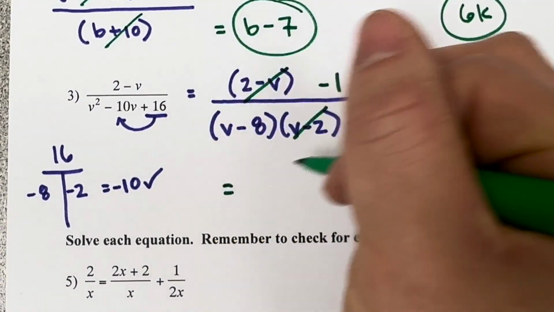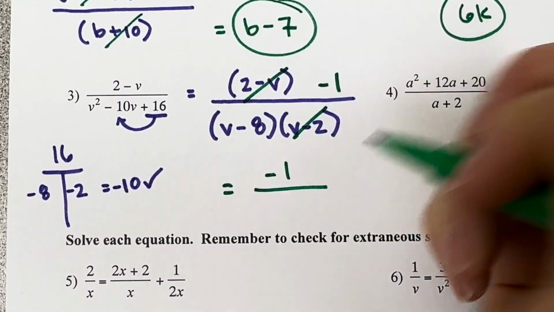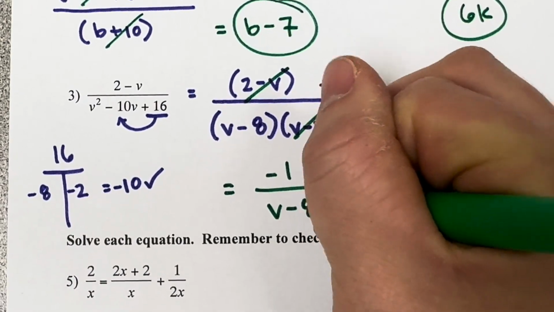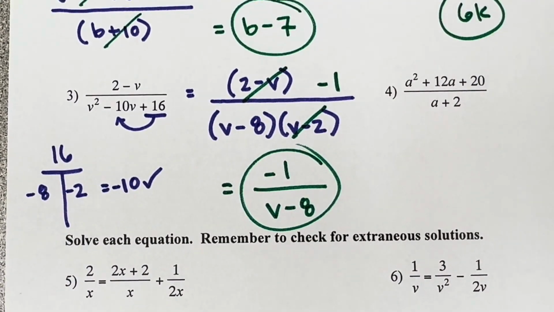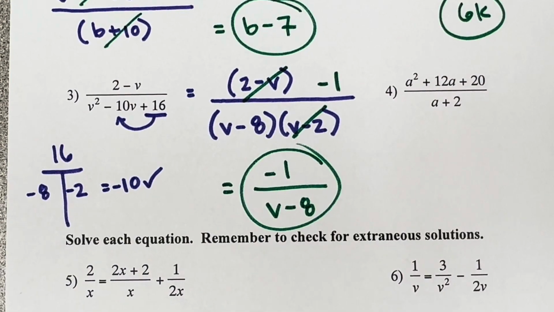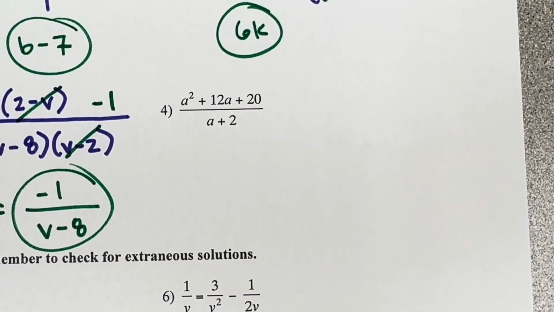So that means my final answer, we can just put that negative 1 on top for my numerator, since my denominator, the only thing left is v minus 8. And there we go. Beautiful. Okay, one more where we're just practicing simplifying these rationals.